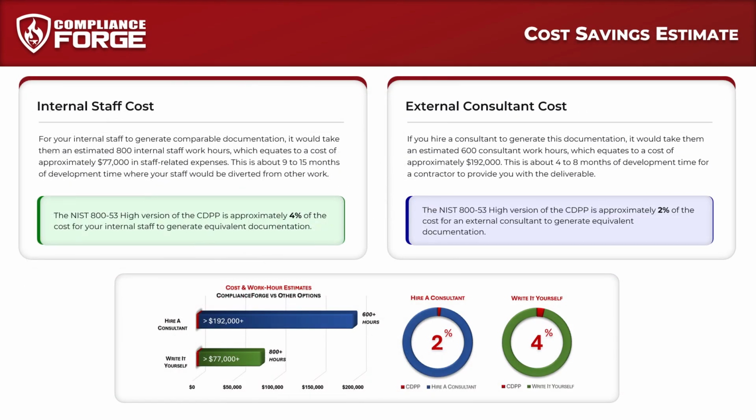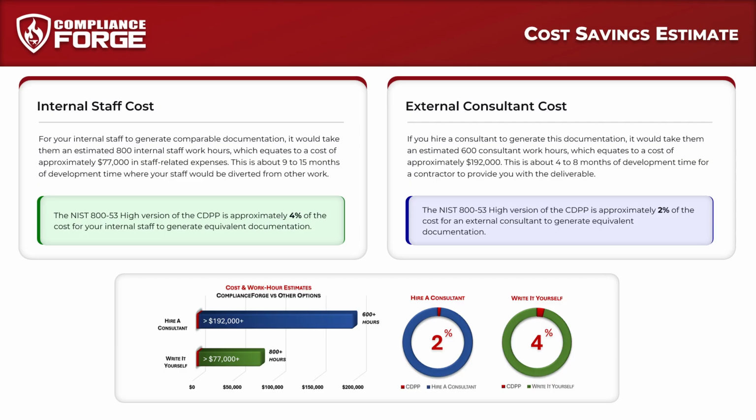Now compare that against the 2 alternatives for obtaining quality cybersecurity documentation. For your internal staff to generate comparable documentation, it would take them an estimated 800 internal staff work hours, which equates to a cost of approximately $77,000 in staff-related expenses. That is about 9 to 15 months of development time. If you hire a consultant, it would take an estimated 600 consultant work hours, which equates to a cost of approximately $192,000. That is about 4 to 8 months of development time.